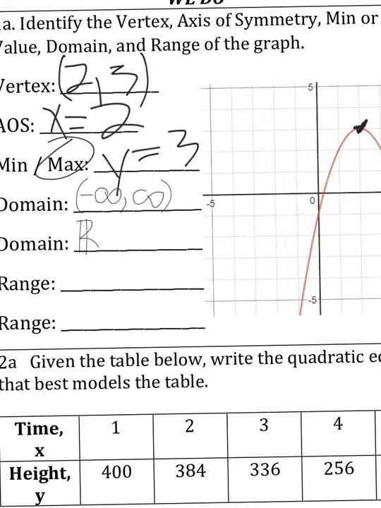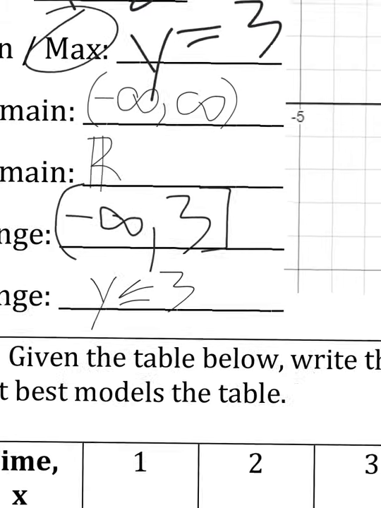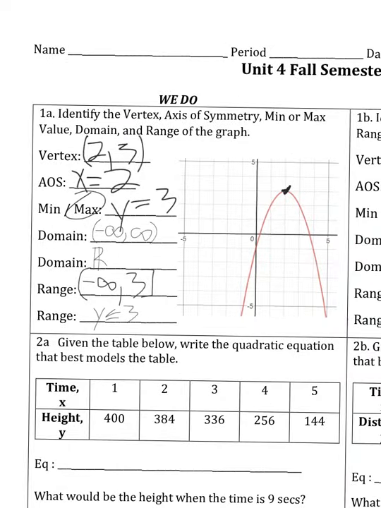So 3 is the highest value, right? And then it goes down forever. So technically the lowest point it can touch is negative infinity. Well, it can't touch negative infinity, but I think you get what I'm saying. So that's in parentheses, and then I'll put 3 in a bracket, telling you that it is able to touch 3. All right? And then the other way of saying that would be y is less than or equal to 3. Okay? So that's everything on number 1.